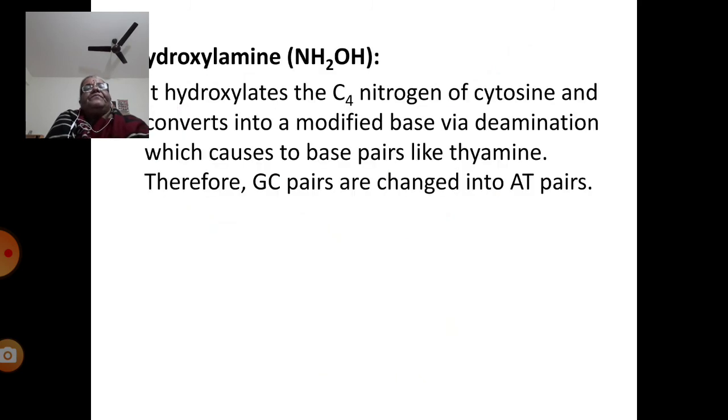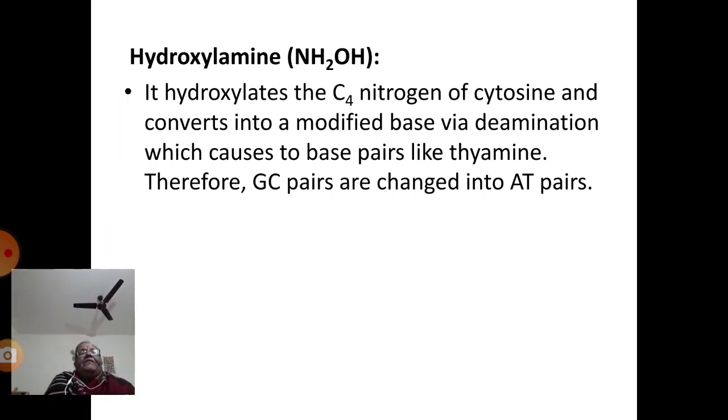Okay, then. So NH2OH, that is hydroxylamine, hydroxylates the C4 nitrogen of cytosine and converts it into a modified base via deamination, which causes it to pair like thymine. Therefore, GC pairs are changed into AT pairs.